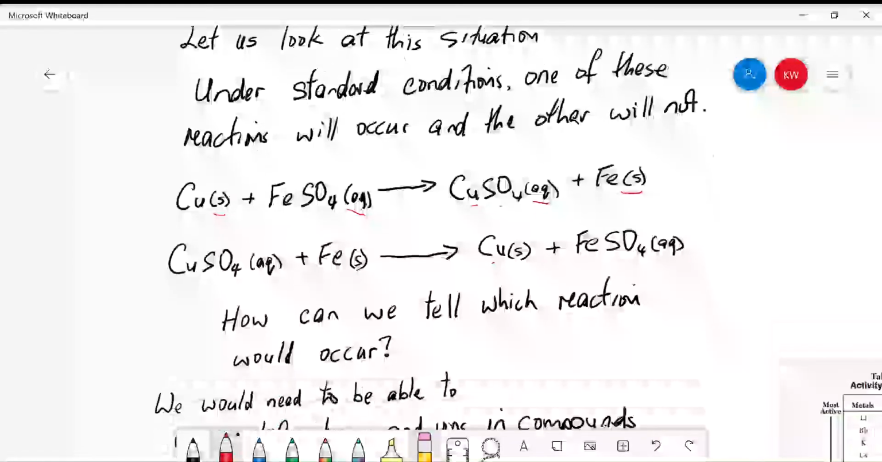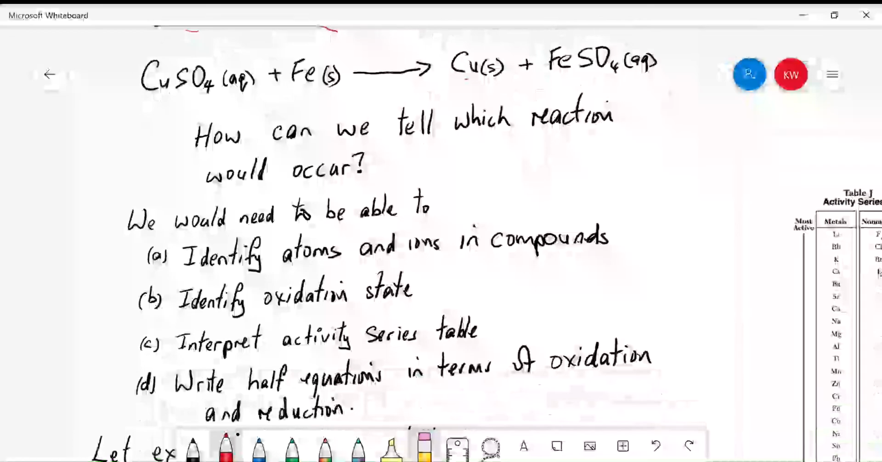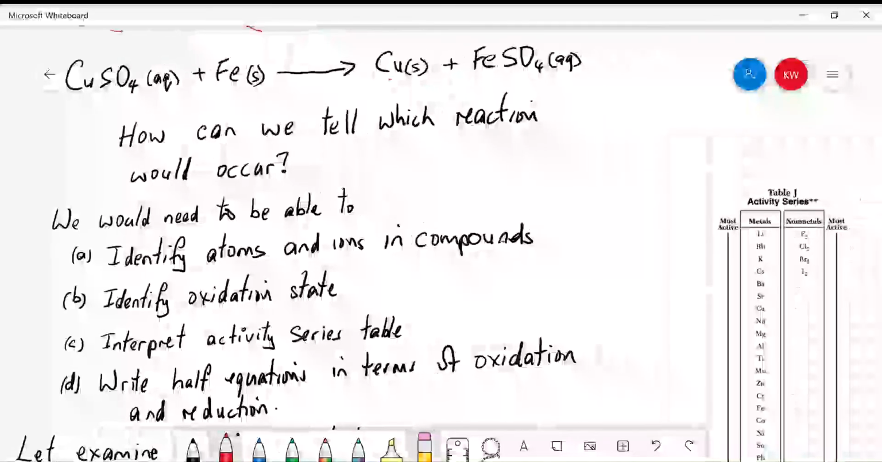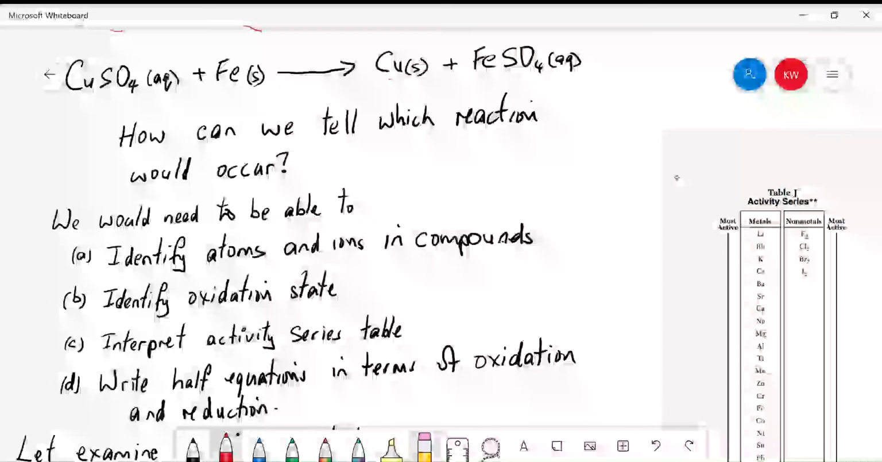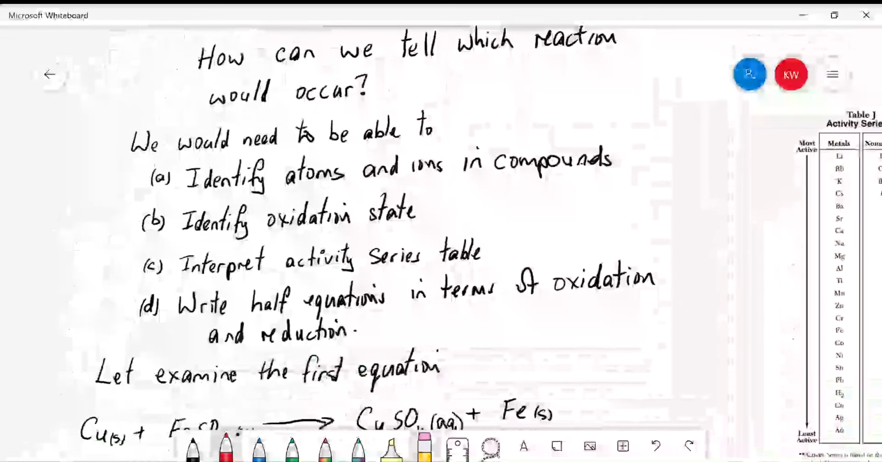In order to do this, how can we tell which reaction will occur under standard condition? We need to be able to do basically four different things. Identify atoms and ions in the compounds, identify oxidation state, interpret activity series table, and write half equations in terms of oxidation and reduction. So I have here an activity series table. We're going to look at it soon. So first, we're going to be able to identify the atoms and the ions in compounds.